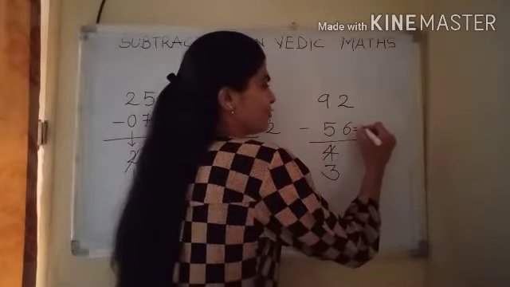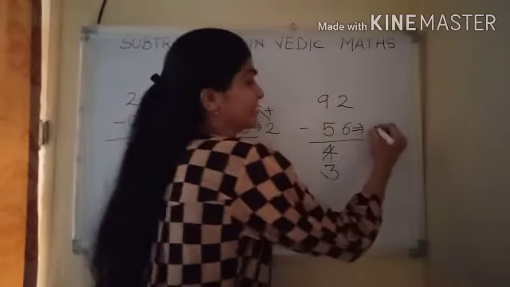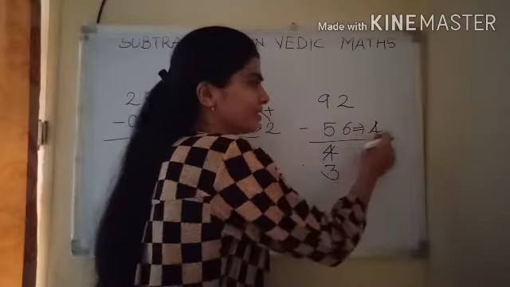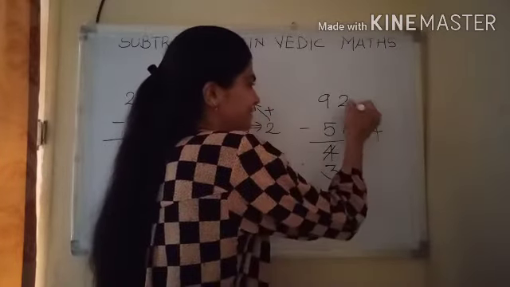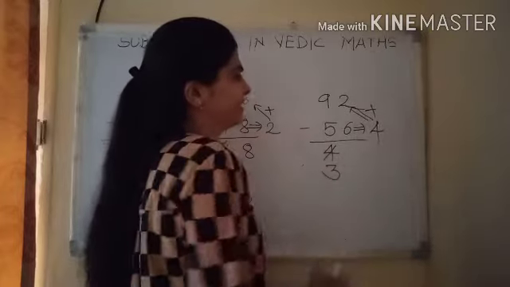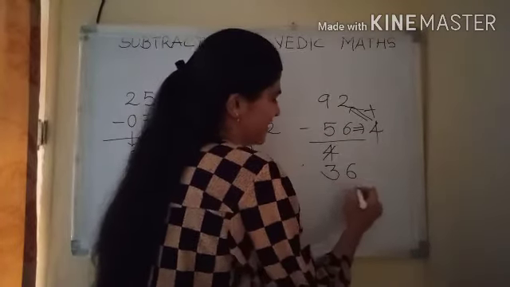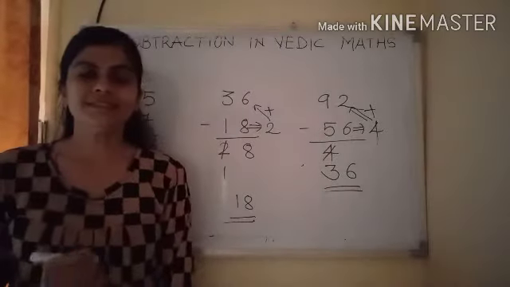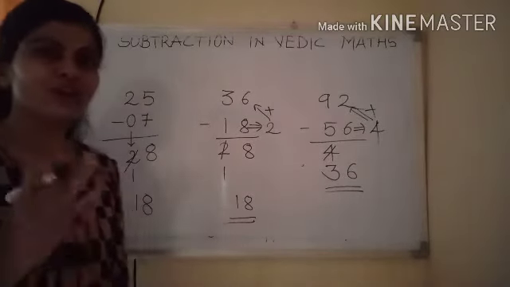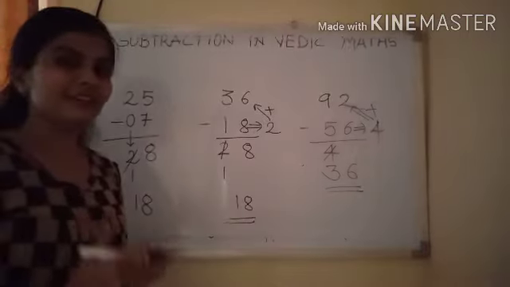What is the tens complement of 6? That is 4, right? Because 6 plus 4 is 10. Now add this 4 with this 2. 4 plus 2 is equals to 6. So answer is 36. Hope you have got the idea.